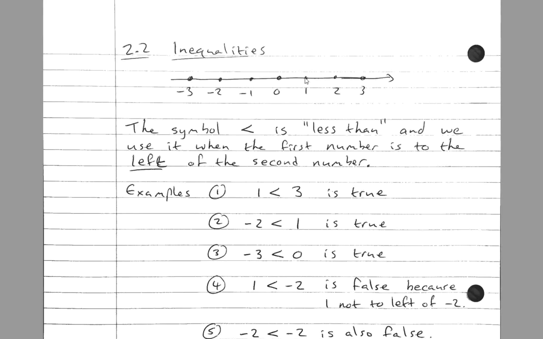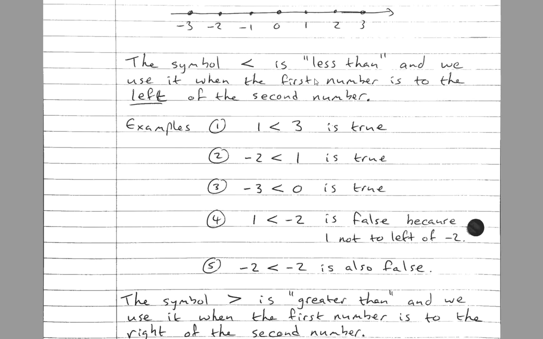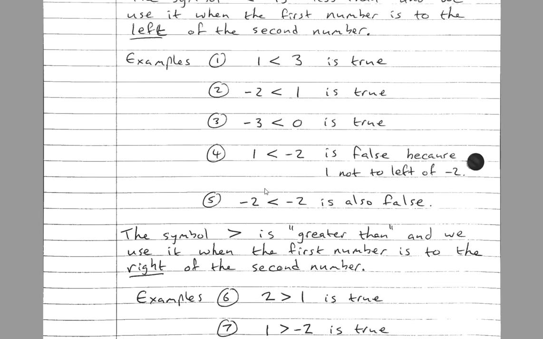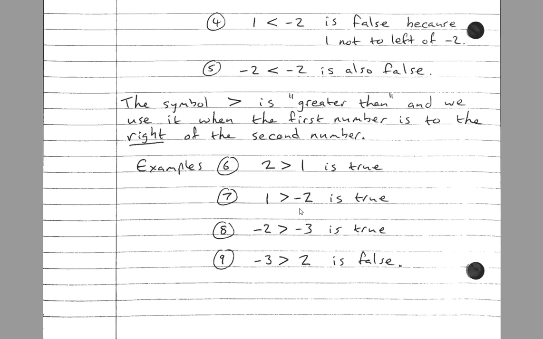Now here's 1. Here's negative 2. 1 is to the right of negative 2. We saw 1 to the left of negative 2 is false, but 1 to the right of negative 2 is true.